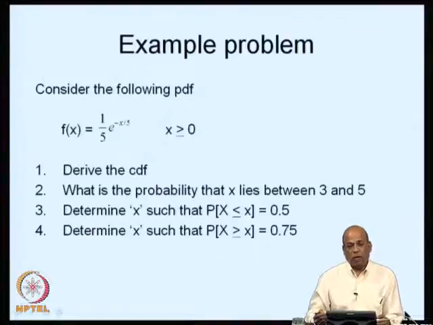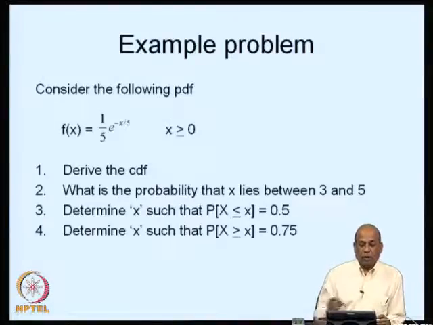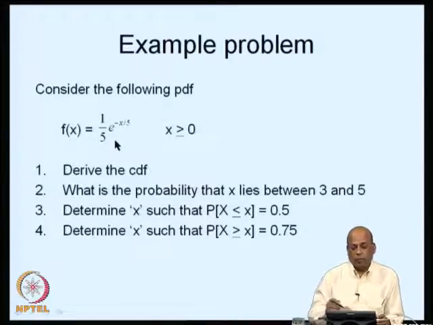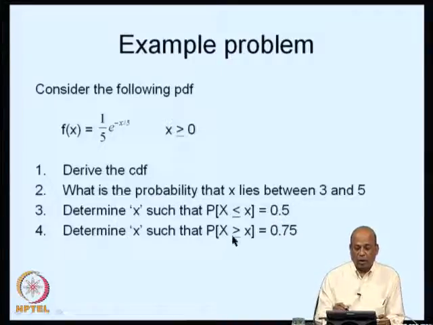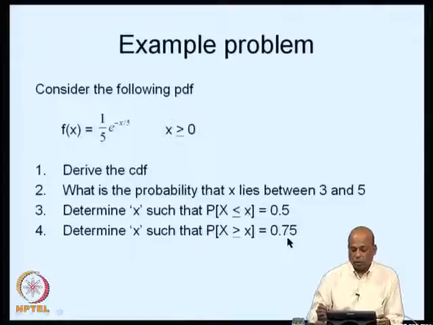We will quickly see another example problem, where your f of x is defined as 1 by 5 e to the power minus x by 5 for x greater than 0. We will derive the CDF for this, then we will also check the probability that x lies between 3 and 5, and we will determine the value of x such that the probability of X being less than or equal to x is equal to 0.5, and similarly the probability of X being greater than or equal to x is equal to 0.75.